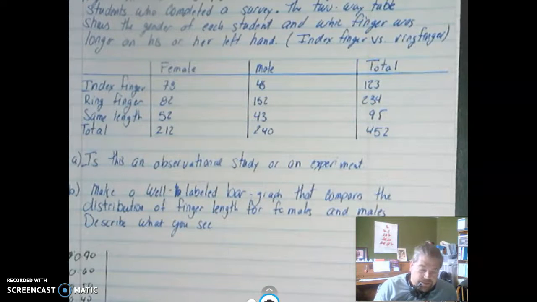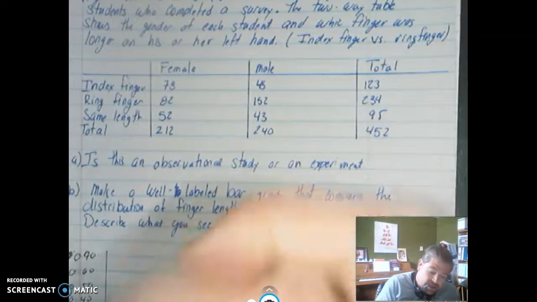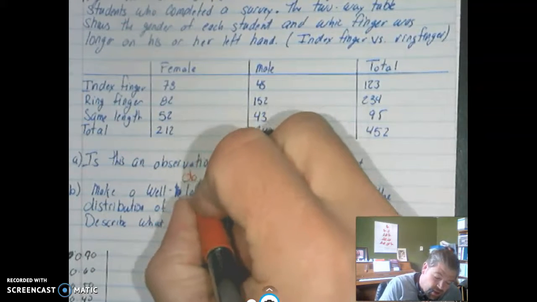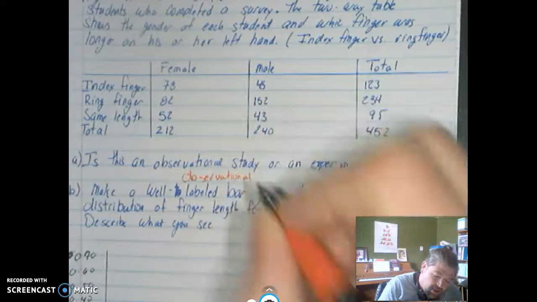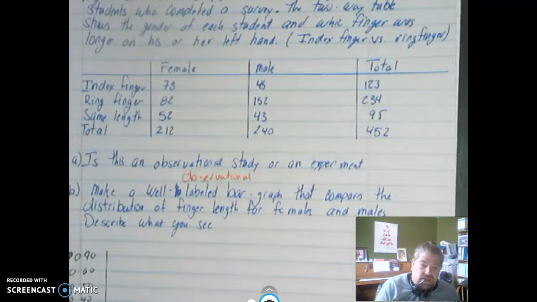All right. Is this an observational study or an experiment? That one's pretty easy, isn't it? This is an observational study because we're just observing. Remember, observational versus experiment: in an experiment, we have to change something. We're going to have a double blind or a single blind test, that type of thing.